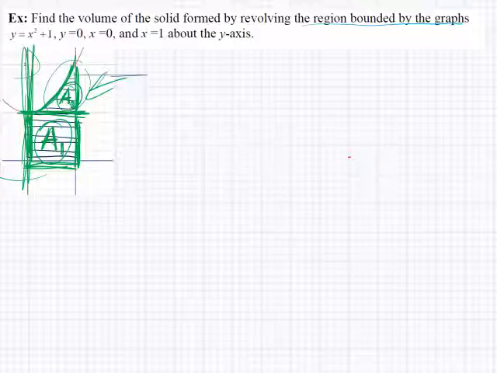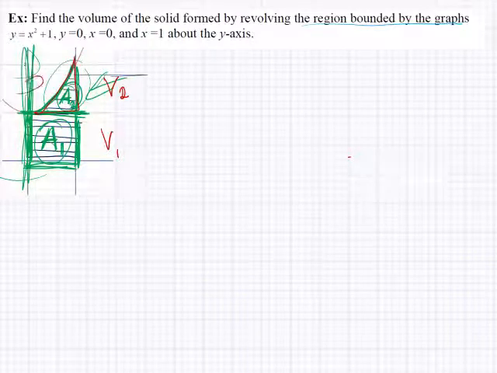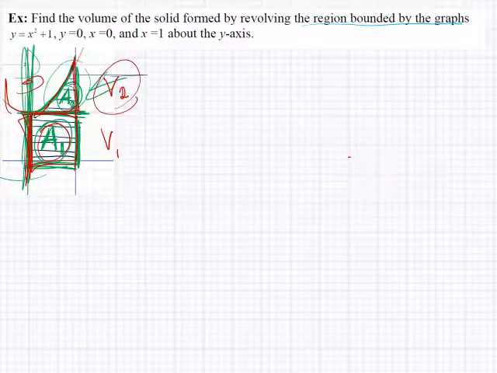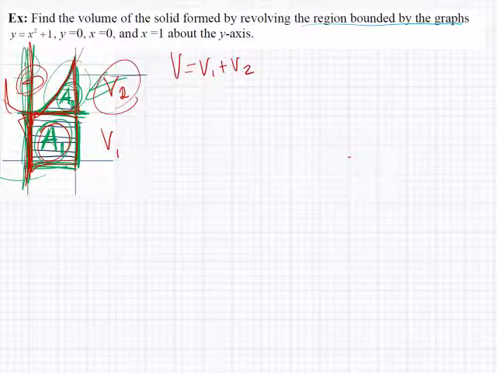So let's split this up into volume 1 and volume 2. Volume 1 would be this space, area 1, rotated around the y-axis. And volume 2 would be area 2 rotated around the y-axis. And then I'll combine them. So the total volume I want is volume 1 plus volume 2.